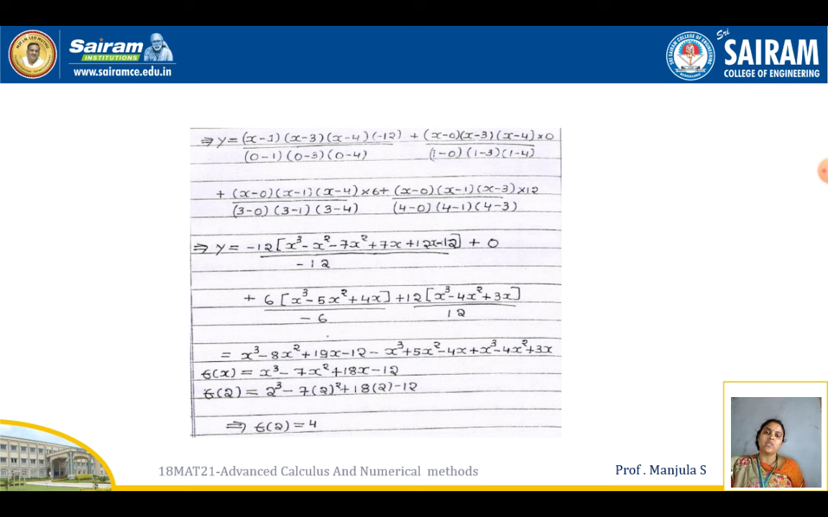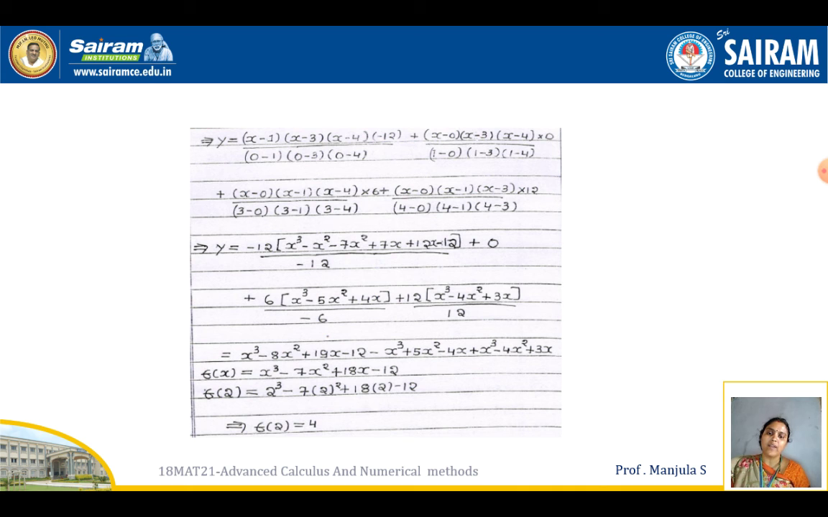After substituting you just do the simplification. Manually only we can do the simplification. You just do the simplification, surely you will get one equation. That is the polynomial in terms of x. So here we are getting f of x is x cube minus 7x square plus 18x minus 12. This is our f of x. So the polynomial we got.